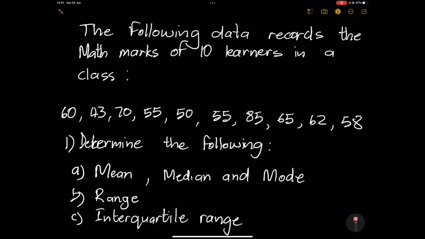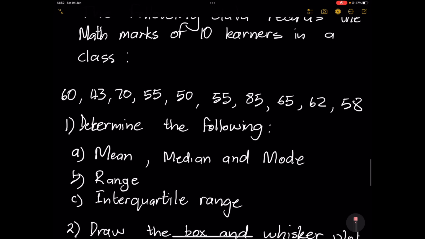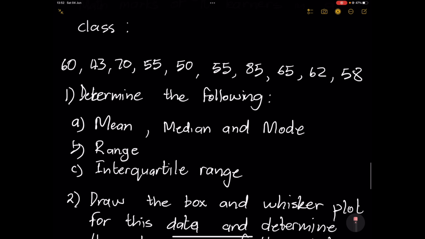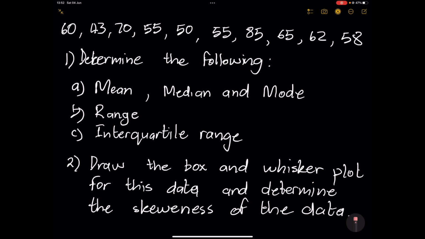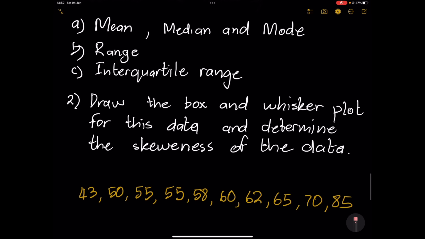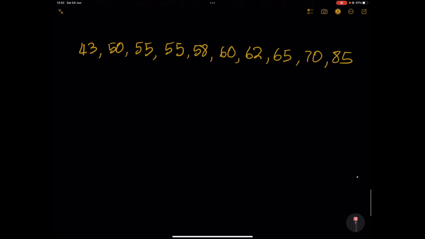They want us to determine the mean, the median, and the mode. The range, we haven't talked about the range just yet, but we're going to talk about it. And the interquartile range, and I'm going to talk about those a little bit later on, just to comment on what their use is. And finally, they want us to draw the box and whisker plot and to determine the skewness of the data. Now, ladies and gents, I've already arranged this data in ascending order below, so that I know that you guys can do that easily.